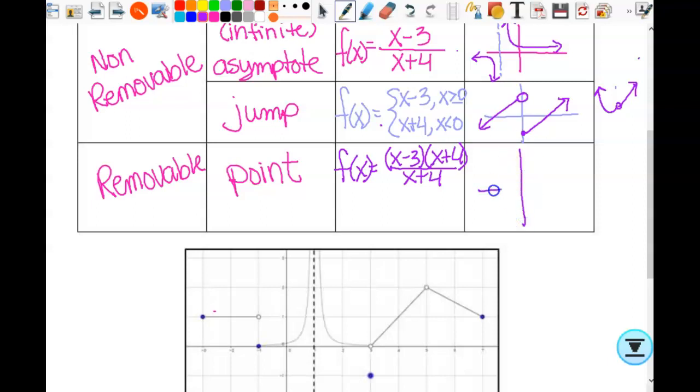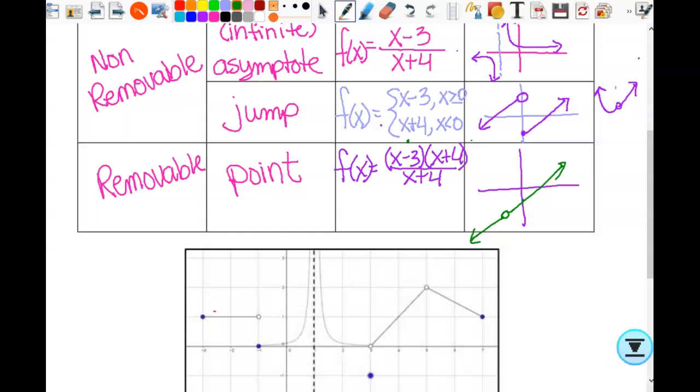When x is negative 4, let's think about this. If I cancel this out, and I'm not going to literally do that right now, negative 4 goes in here and I get negative 7. So I'm going to have a hole at negative 4, negative 7. We can pretend it's right there. Then after I cancel these out, I'm just graphing this with that hole. My y-intercept is at negative 3, so this would just be a line with a hole in it, like that.